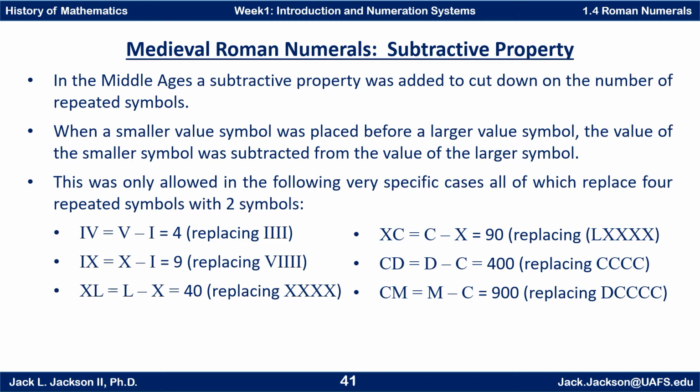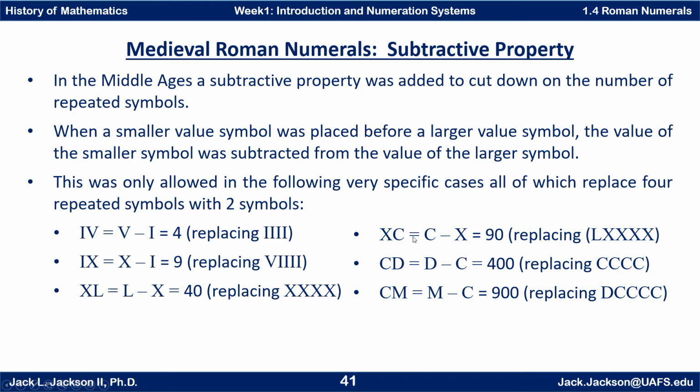Okay, so it was only allowed in the following very specific cases. So here we go. IV is V minus I, or what we would call 4, replacing IIII. IX would be X minus I, which we would call 9, replacing VIIII. XL is L minus X, that would be 50 minus 10. That's 40. That replaces 4 X's.